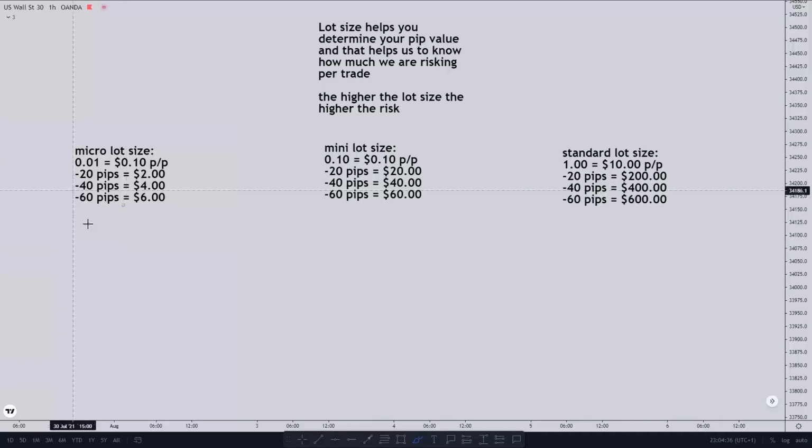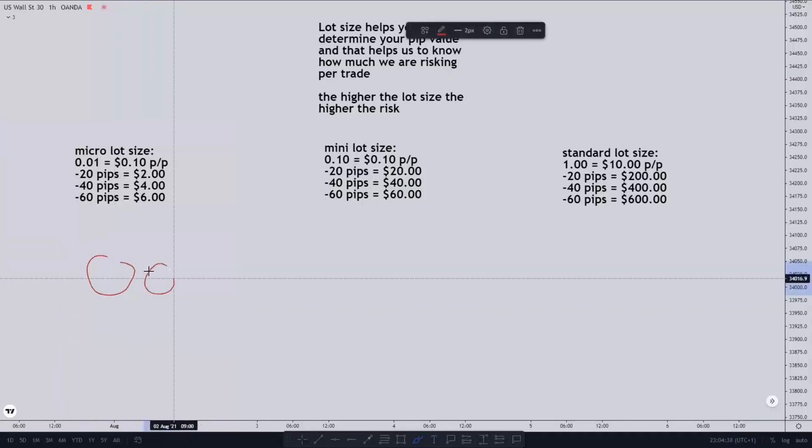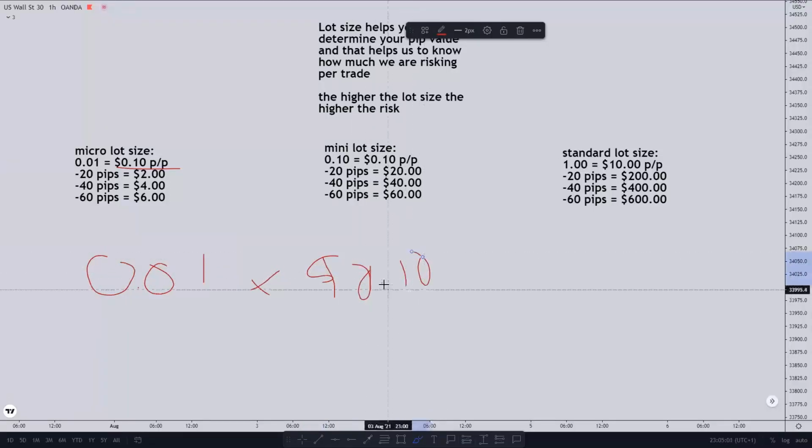So 0.01, right? This is the minimum that you can put on a trade, right? So this is the minimum that you can put on a trade, meaning that when you use a 0.01, that means your pip value is going to be 10 cents, right? So this is going to be 0.10 per pip, right?